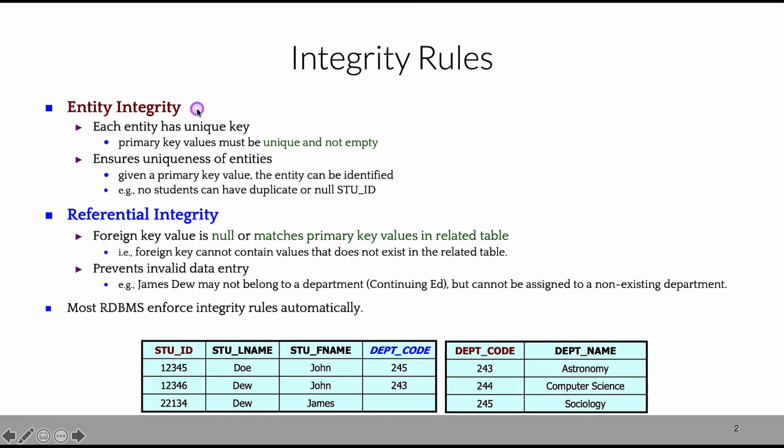So let's recall, for entity integrity, each entity has a unique key and it cannot be empty. Referential integrity, we need to ensure we have a foreign key which can be null or will match a primary key in a related table, but it cannot contain any value that does not exist in the related table. Table on the right, department code is the primary key. It's unique. It cannot be null. Table on the left contains department code as a foreign key. So the value corresponds to values from a related table, but that value can also be null.